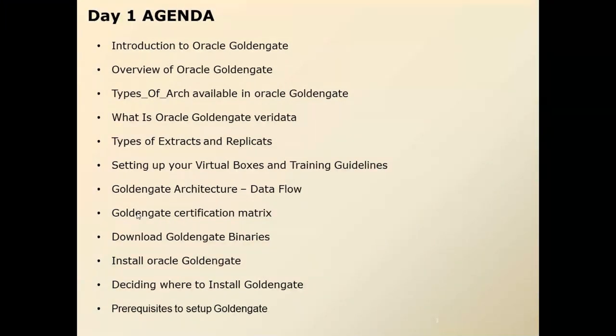Then what are the different types of extracts and replicats? One of the questions which I face from my students is, with the introduction of microservices, does integrated no longer exist? That question will be answered when we discuss the different types of extracts and replicats. Then we'll be discussing setting up the virtual boxes which you must have received and the training guidelines. Then Goldengate architecture, how data flows, Goldengate certification matrix, how you view the certification matrix, how to download Goldengate binaries, how to perform installation, deciding where to install Oracle Goldengate, and if time permits, we'll also discuss prerequisites to set up Oracle Goldengate.